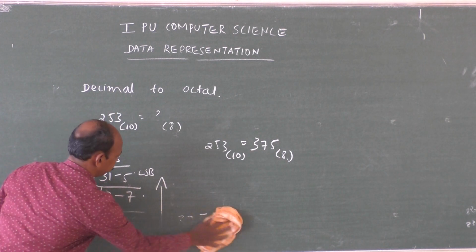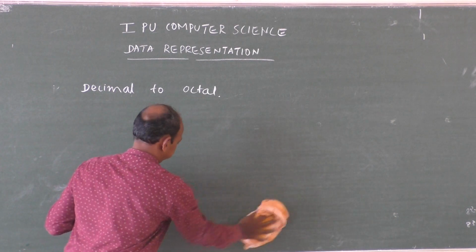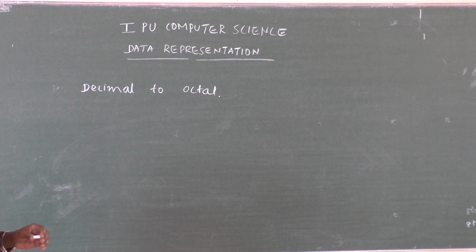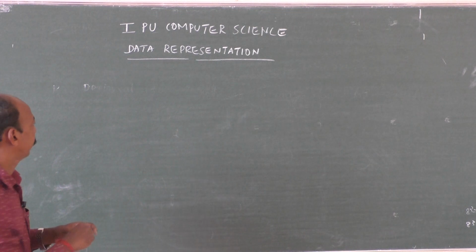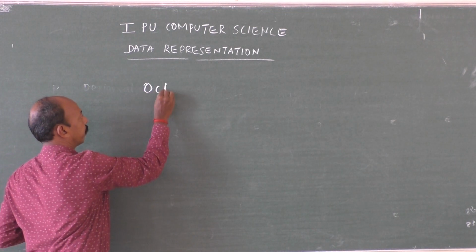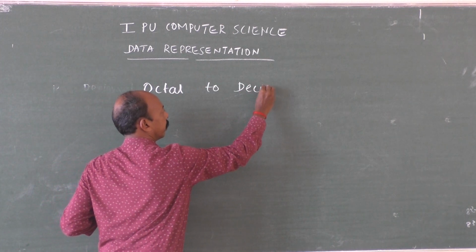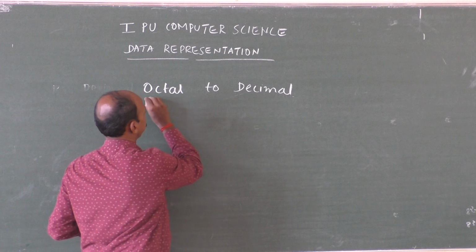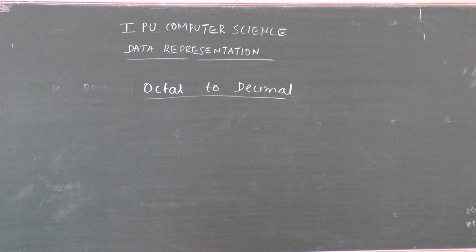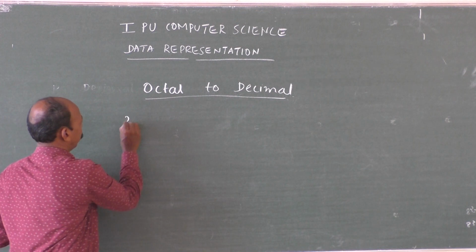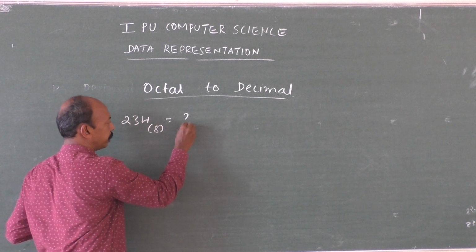Moving further, decimal to octal we have seen. Now, next one will be octal to decimal. Octal to decimal. 234 to the base 8 is how much to the base 10?